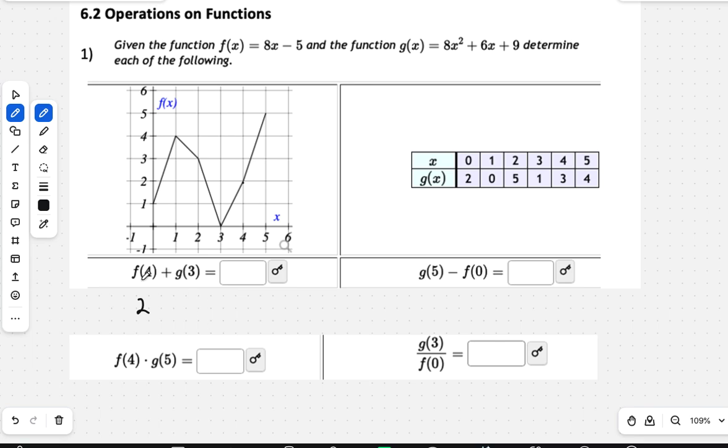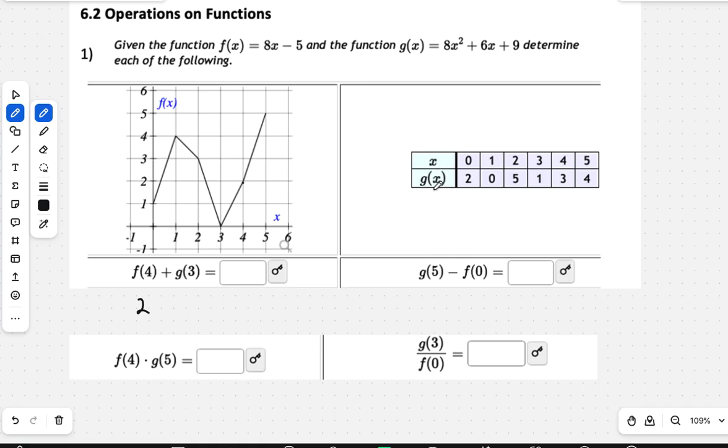But this section, instead of stopping at evaluating, we're also going to do operations. So that's what that plus is there. So you'll see we have addition, subtraction, multiplication, division, amongst some other things coming up. So here we're saying f of 4, cool, we evaluate that and figure out that it's 2, and then we're going to add to that whatever g of 3 is.